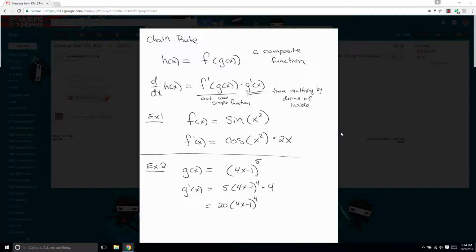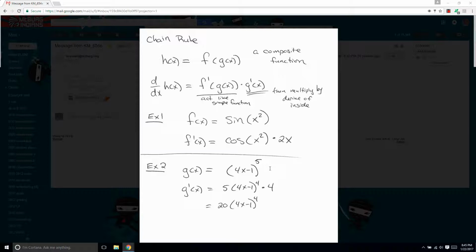4, it's called the chain rule. The chain rule has to deal with composite functions. So sometimes you don't have simple functions. If we look down here in the two examples, instead of just sine x, I've got sine of x squared. Or instead of just g of x equals 4x minus 1, I've got 4x minus 1 to the 5th power.